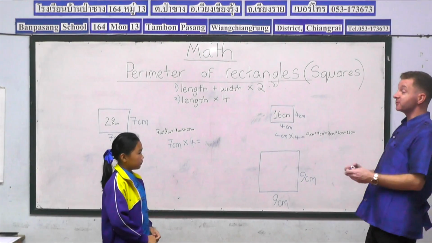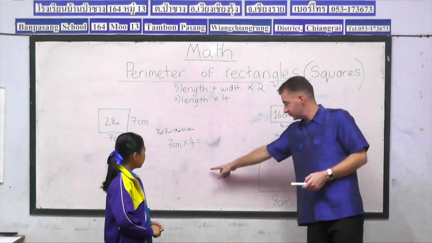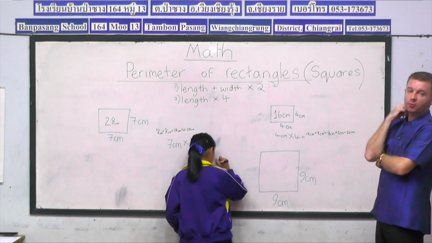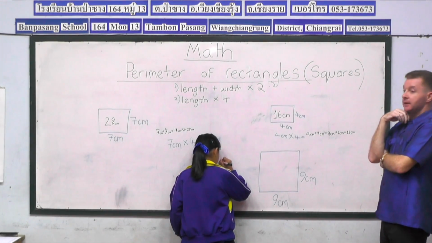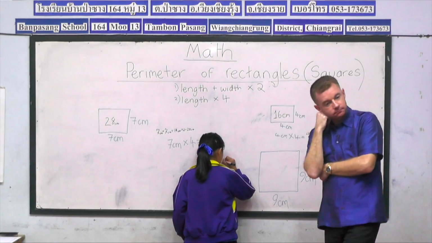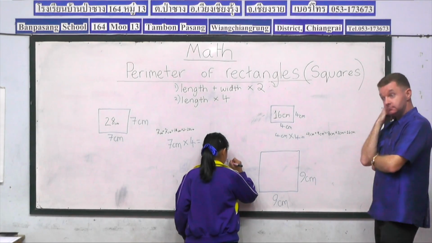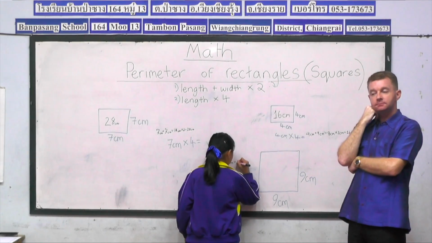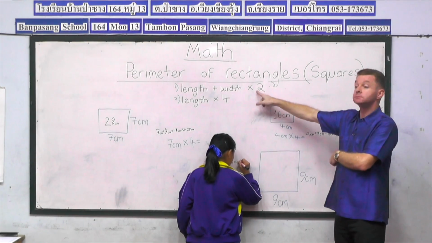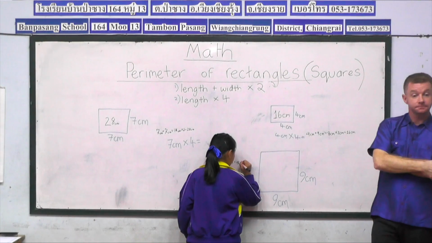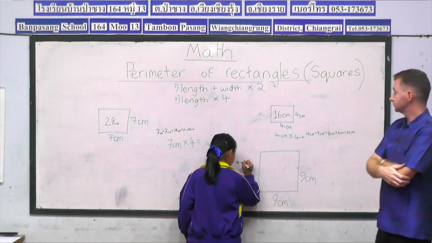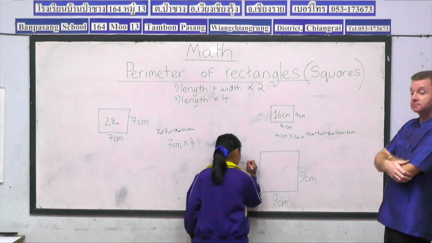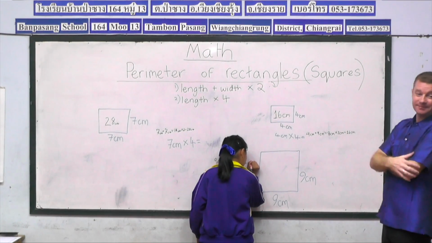Nine centimeters by 9 centimeters. So Nadia, can you use one of the methods to work out the perimeter of the square? 9 plus 9. Well done, guys. What do we need to do with 18? 18 times 2. 18 times 2 equals, you see, guys?